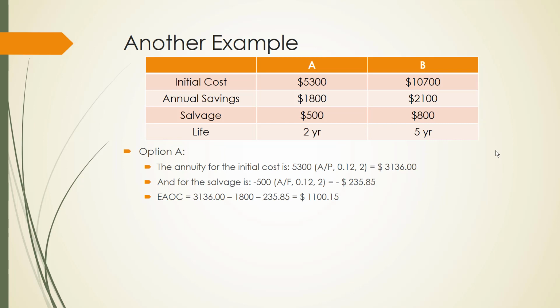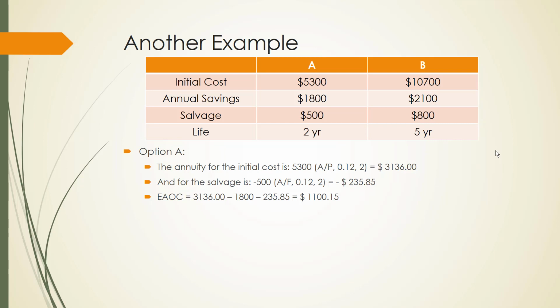So for option A, I have to create an annuity for the initial cost. $5,300 is a present value, turning it into an annuity for 2 years. It says that this is equivalent to 2 payments of $3,136. The salvage value is a future value that I need to turn into an annuity. Again, it's 2 years in the future, and this is equivalent to saying that I will receive $235.85 every year.